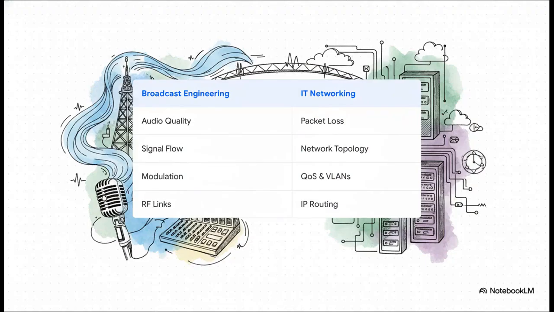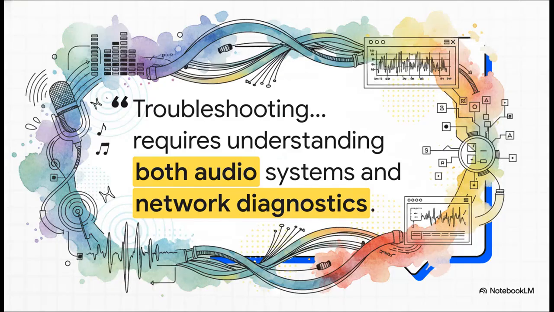You know, a traditional broadcast engineer worried about things like audio quality and signal flow. Today, they have to be IT experts too. They have to understand network concepts like packet loss and network topology. The old language of RF links is now joined by the language of IP routing and network tools like QoS and VLANs.